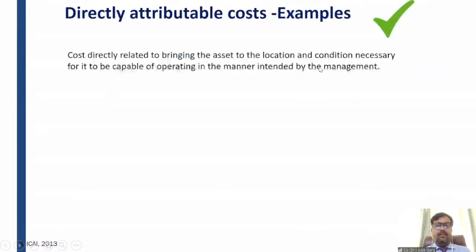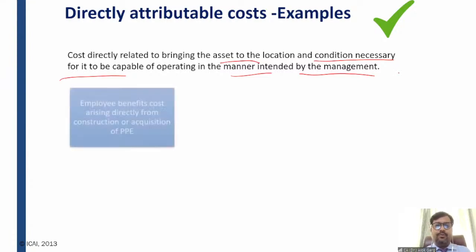I hope it is clear to everyone, guys. So friends, what could be the example of directly attributable cost? Cost directly related to bringing the asset to the location and condition necessary for it to be capable of operating in the manner intended by the management. I have told you. So what could be the directly attributable cost? Employee benefit costs arising directly from the construction or acquisition of PPE. So you're constructing a factory. Your employees and labor are engaged for the purpose of construction. So in this particular case, the salary or wages of the labor or employees will be added to the cost of the factory.